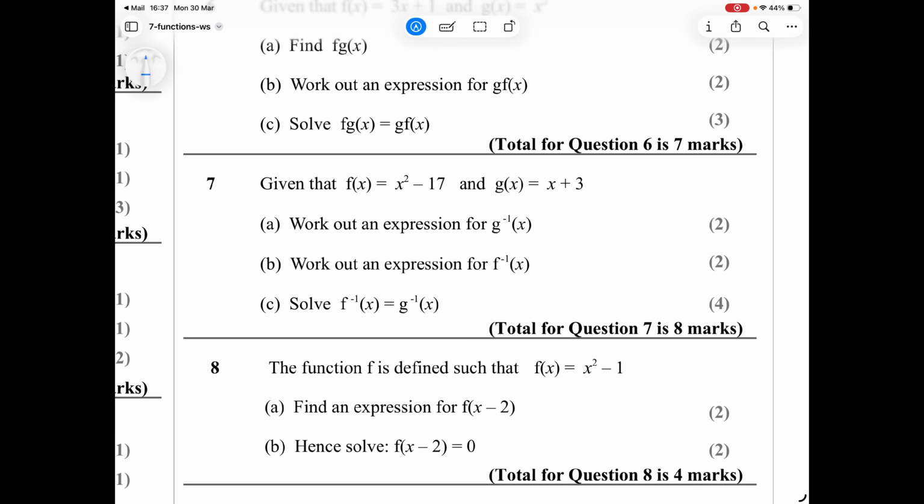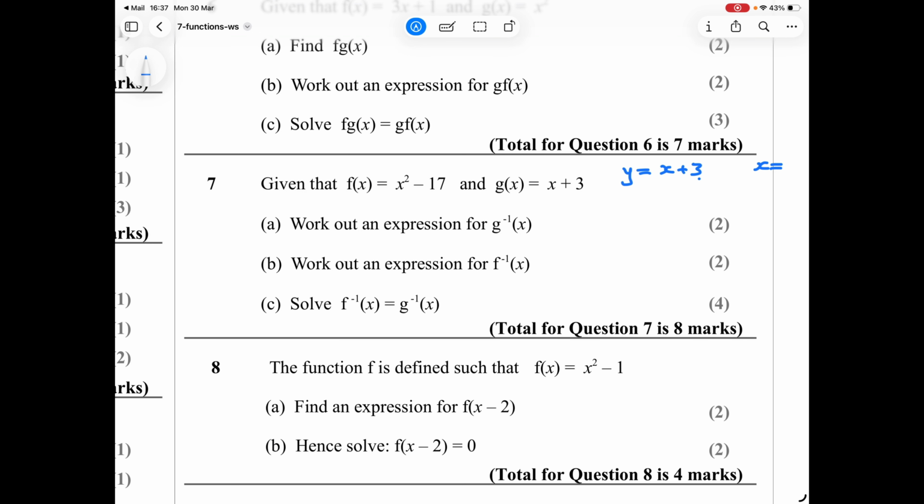So let's try this one, number 7. f of x equals x squared minus 17, and g of x equals x plus 3. Work out an expression for g to the minus 1 of x. This means do the inverse. So for g to the minus 1, we do y equals x plus 3. Then we need to get it so x equals. So we do y minus 3 equals x. Now we've solved it, so now we rewrite it like this. g to the minus 1 of x equals x minus 3. And that's what an inverse function is.